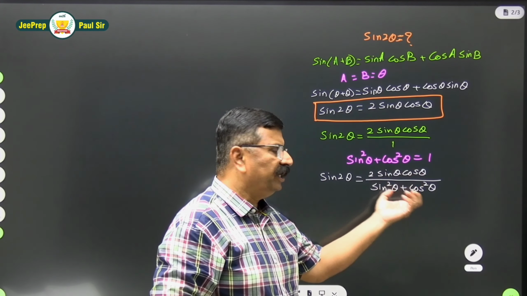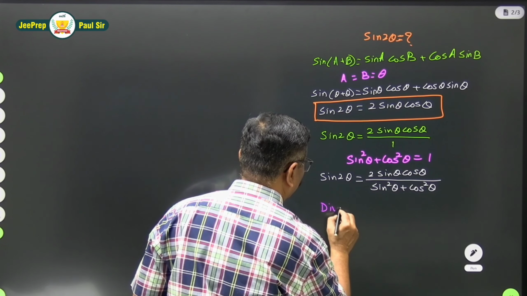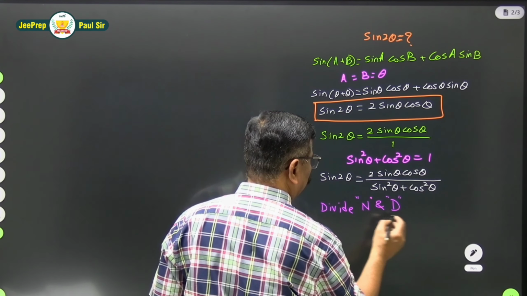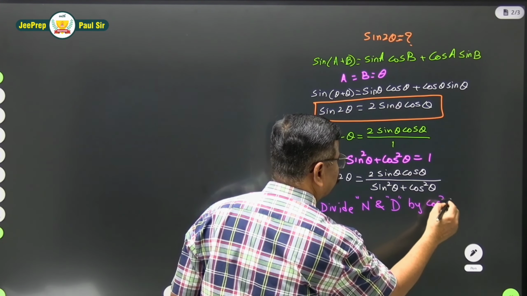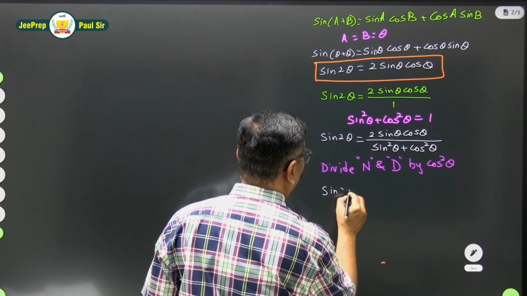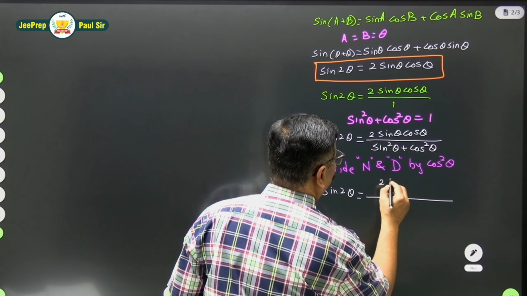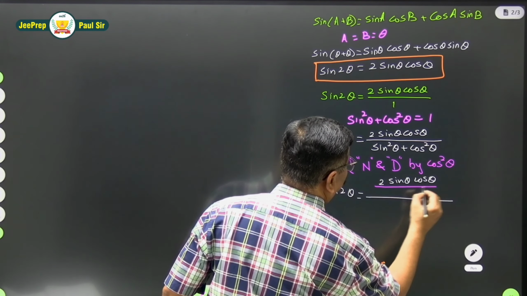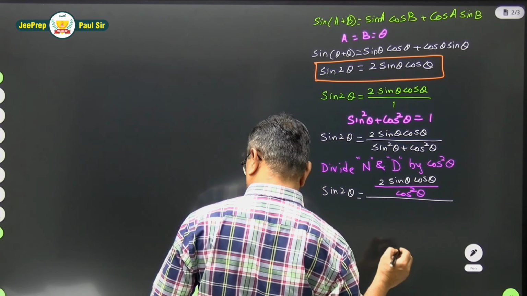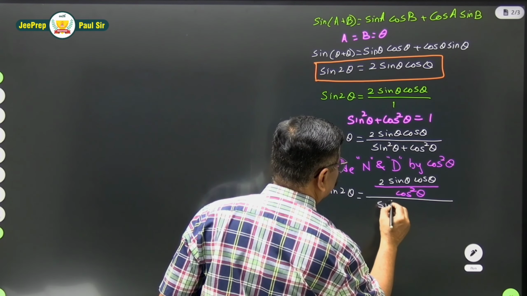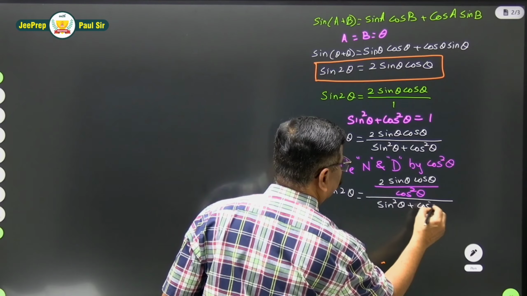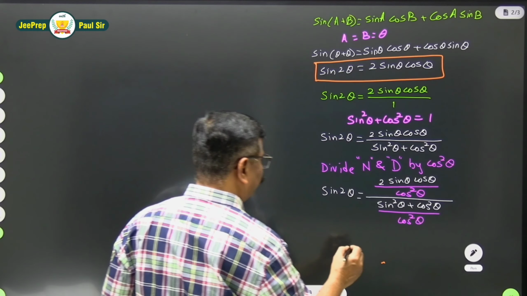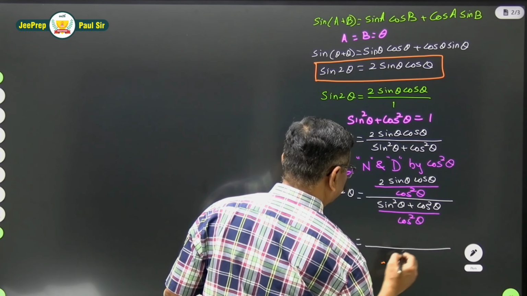Now divide the numerator and denominator by cos square theta. Therefore, sine 2 theta is equal to 2 sine theta cos theta completely divided by cos square theta, the whole divided by sine square theta plus cos square theta divided by cos square theta. Now let us simplify this further. Then what we will get here now.